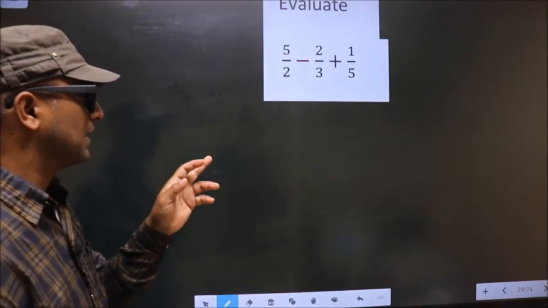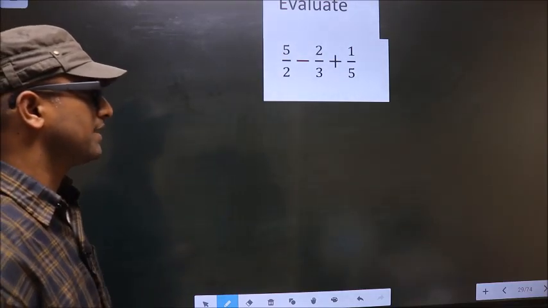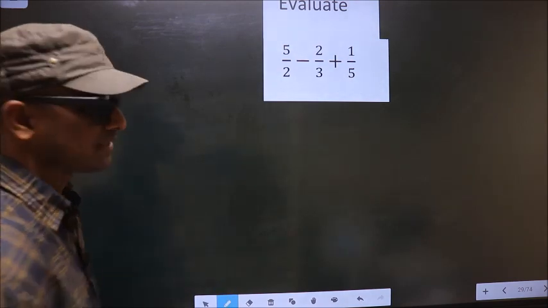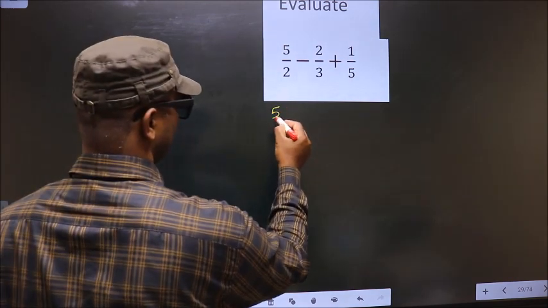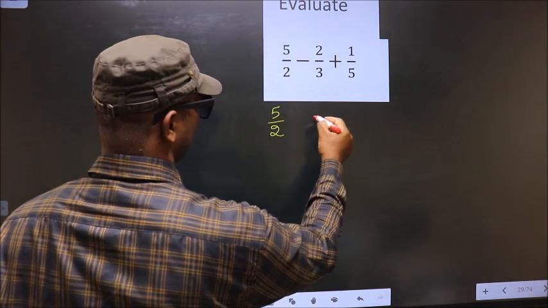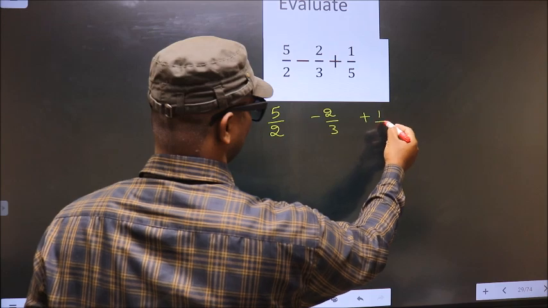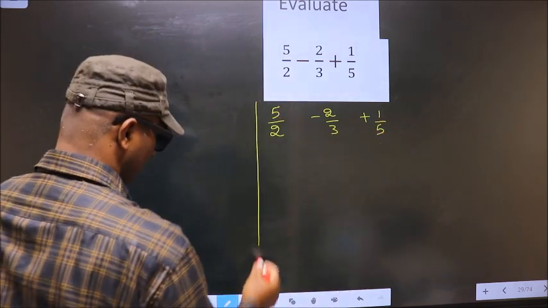Evaluate 5 by 2 minus 2 by 3 plus 1 by 5. First given is 5 by 2 minus 2 by 3 plus 1 by 5. Okay.